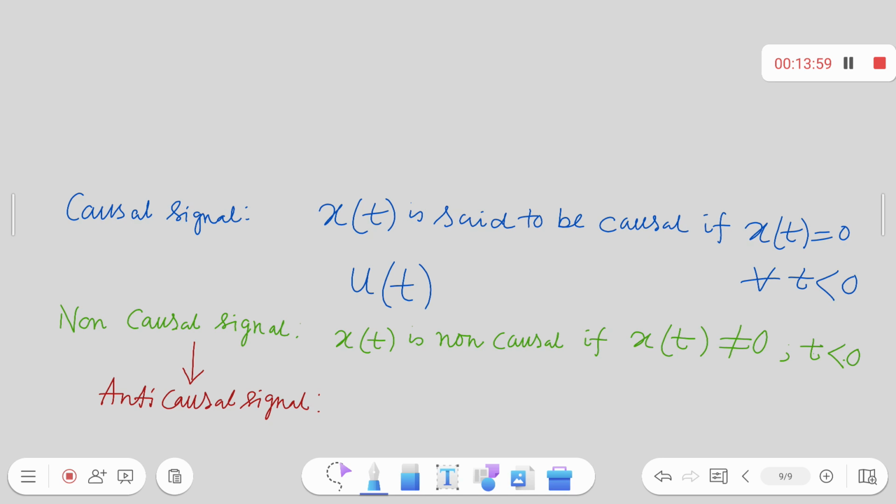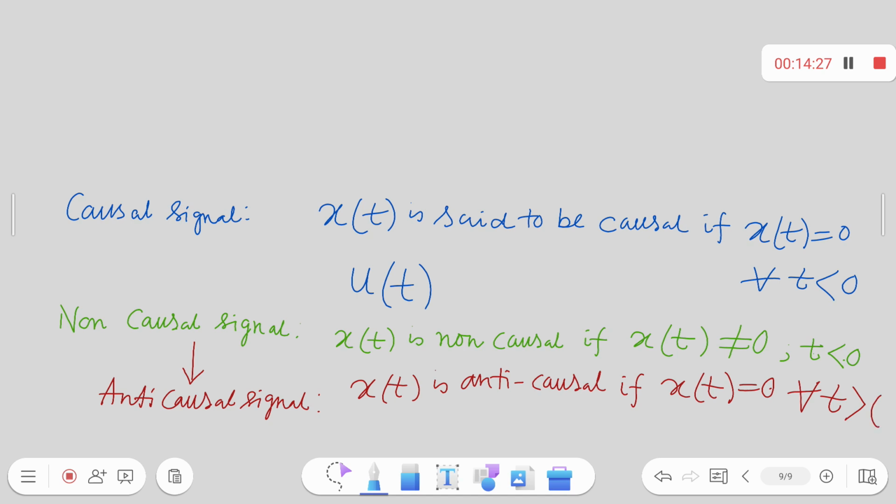Anti-causal is basically a signal which does not follow the property of causality, or rather it follows the property of causality in a reverse way. That means a signal x of t is anti-causal if x of t is equal to 0 for t greater than 0.